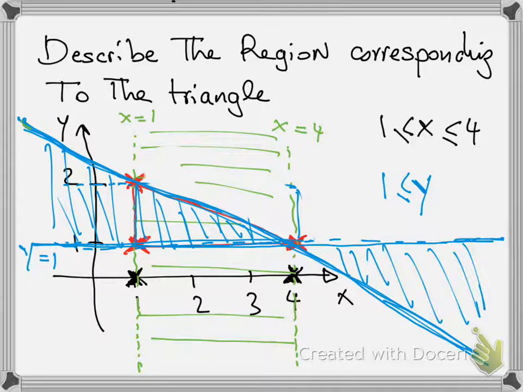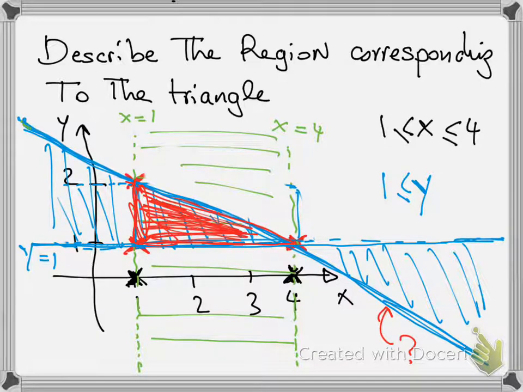So what will be the intersection now between the green region, which is x between 1 and 4, and our blue region? Well, the intersection now is going to be exactly our rectangle. So it's going to be this region here. So that will be the intersection between the green region, between the lines x equal to 1 and 4, and our blue region. Okay.